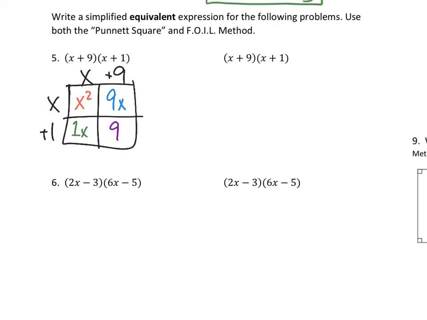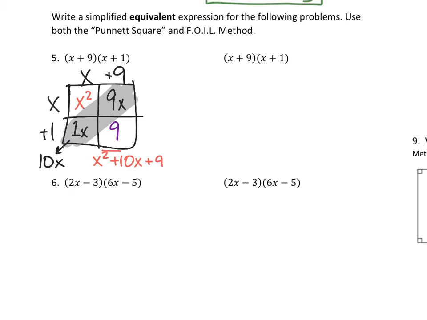Okay. Now, where are my like terms? On the diagonal. So highlight or circle them. And what am I going to do with my like terms? You're going to add them, and it would be 10x. Now, how do I write the final trinomial answer here? X squared, 10x plus 9.